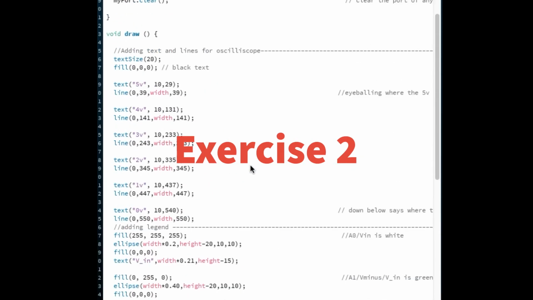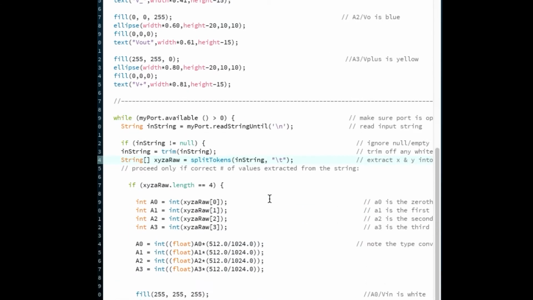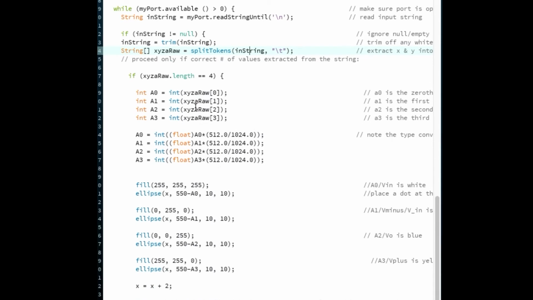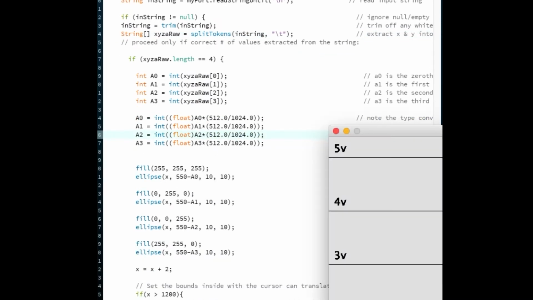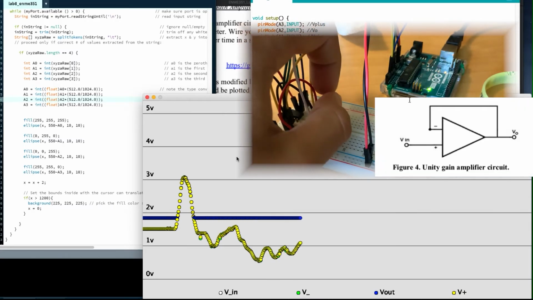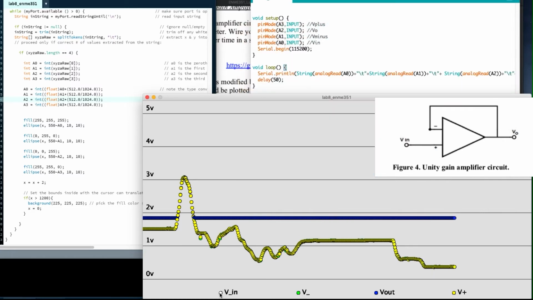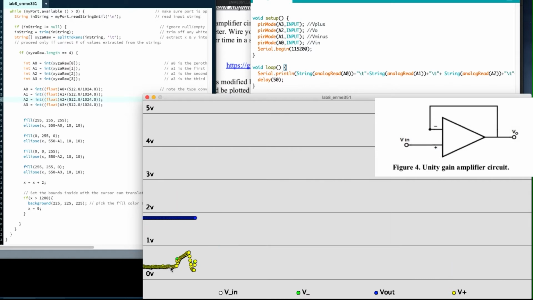Okay, so I made some slight modifications to the processing code, mainly just changed the legend and then added 4 different values being read in. But besides that, it's the same. So this is a voltage follower. V in is the same as V plus, and V minus matches V in. So that's why V in, V minus, and V plus all are on top of each other constantly. We're only seeing the yellow, V plus.